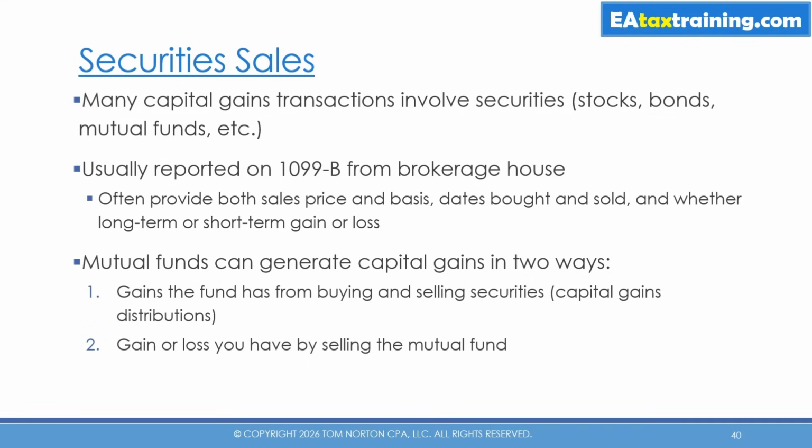When they do that, those capital gains and losses will be reported out to you as the mutual fund owner. So that is one way you will have capital gains from a mutual fund. The other way is by selling your shares in the mutual fund itself. So you buy the mutual fund, you keep it for a while, and eventually you say, you know what, I'm going to sell this fund now. Well, you are going to have a gain or loss on the sale of your shares of the mutual fund. So that's the second way you can have a capital gain from a mutual fund.